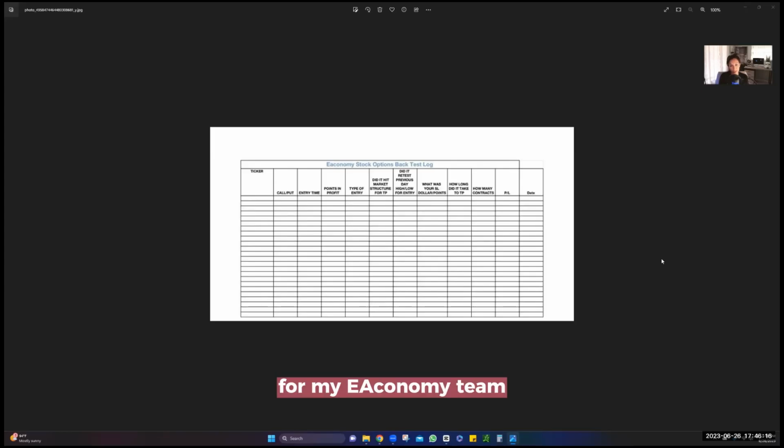This is for my economy team, as you can see. But the first thing that we do is we want to identify the ticker. I don't know why this is up here, but it is. So you're going to write down whatever ticker or pair it is that you're trading.